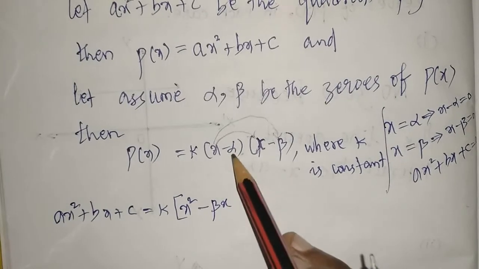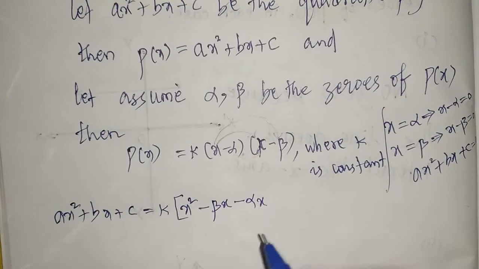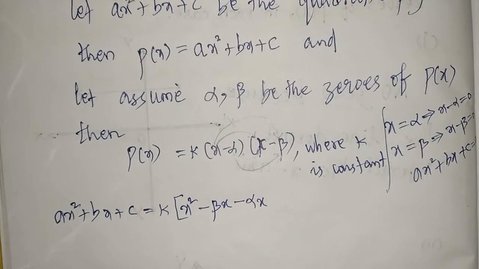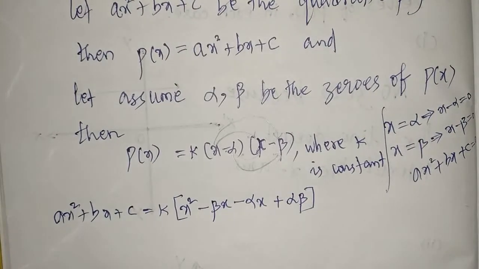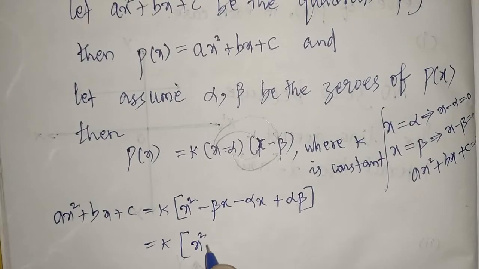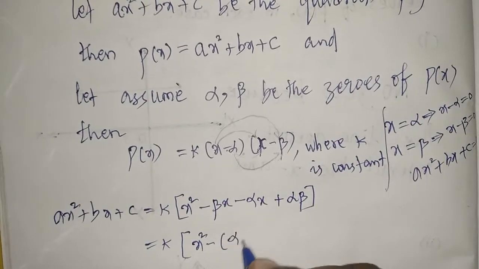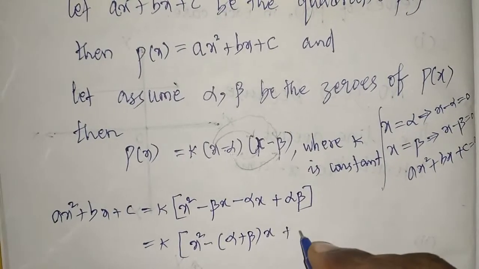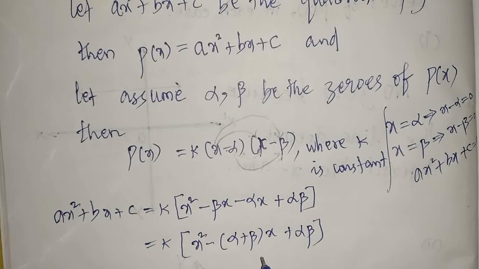Next, this minus alpha I'm multiplying here, then what I'm getting? Minus alpha x. Next, minus alpha with beta I'm going to multiply, then minus into minus is plus alpha into beta, closed bracket. Now k into x square. In these two terms I'm taking minus outside, then we have alpha plus beta into the variable x, plus alpha into beta. So this is our standard form of a quadratic equation.